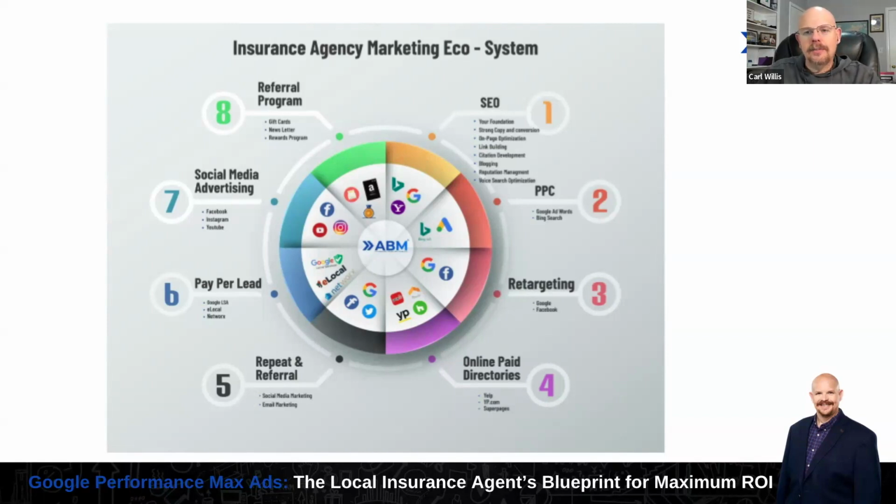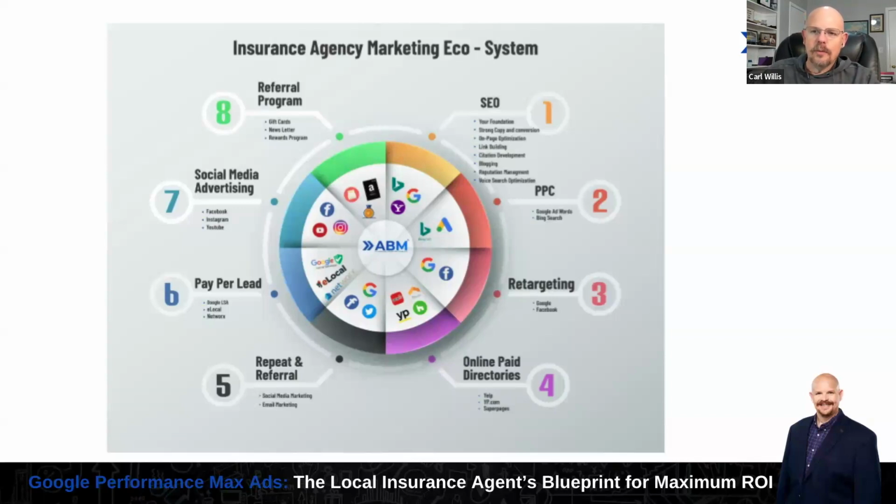When we talk about the insurance agency marketing ecosystem, what we're going to be dealing with today with Google Performance Max ads is the pay-per-click side of things. On the ecosystem, that is object number two, pay-per-click. Object number one, of course, is search engine optimization. That's the foundation of everything. But what we'll deal with today is pay-per-click, your paid online advertising.